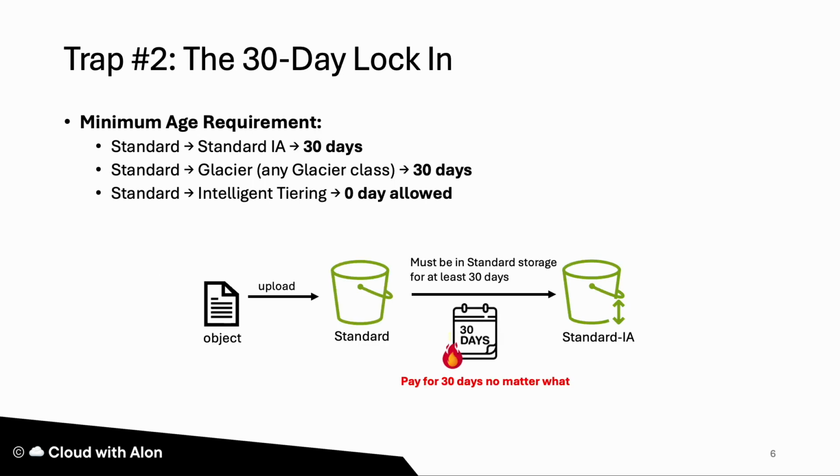Here's another surprise. Using a lifecycle transition, you cannot immediately move objects from the standard storage class to cheaper storage classes like standard IA or Glacier as soon as you upload them. AWS enforces that objects stay in the standard storage class for a minimum of 30 days before they can be transitioned. This means that even if a file is never accessed or is just a backup, you still have to keep it in the standard storage class and pay the full price. But there is a workaround as well. If you already know that a file won't be used immediately, you can upload it directly to a cheaper storage class instead of waiting for the lifecycle transitions.